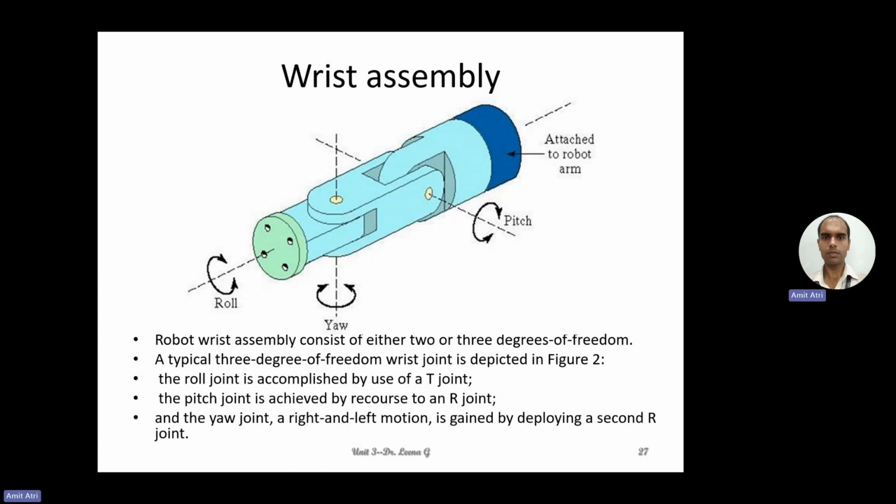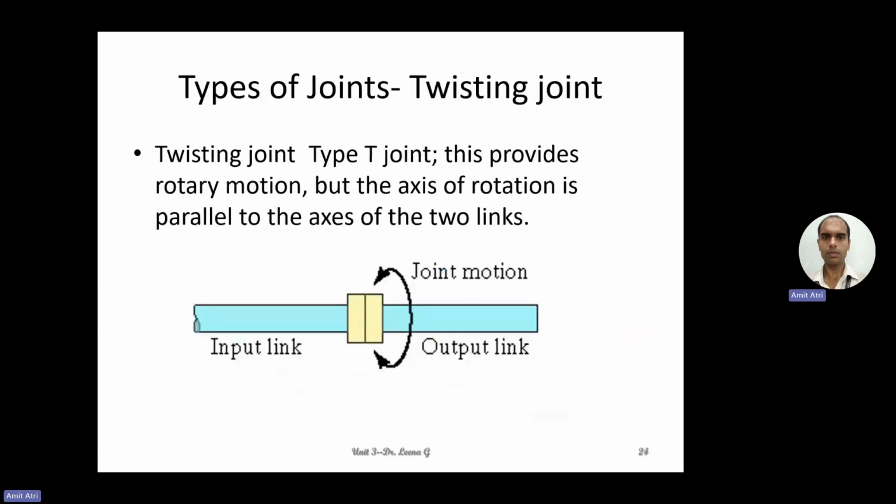A typical 3 degree of freedom wrist joint is shown here in this figure. The roll joint is accomplished by use of a T joint. Here we are seeing the application of a T joint. The first rolling joint is accomplished by the use of a T joint, then the pitch joint, the first one attached to the base, is achieved by an R joint. Then the yaw joint, a right and left motion, is gained by deploying a second R joint. Okay, let us go back and see the type of R joint here. This one, the rotational joint.